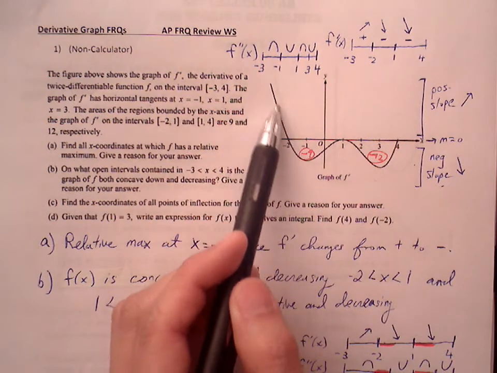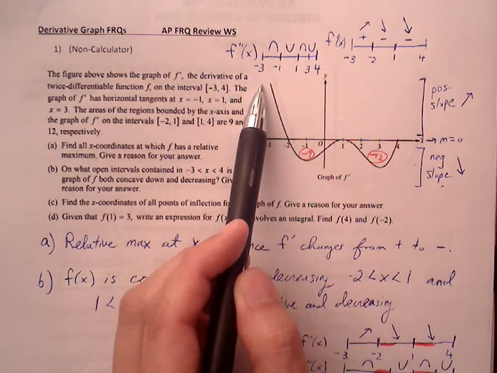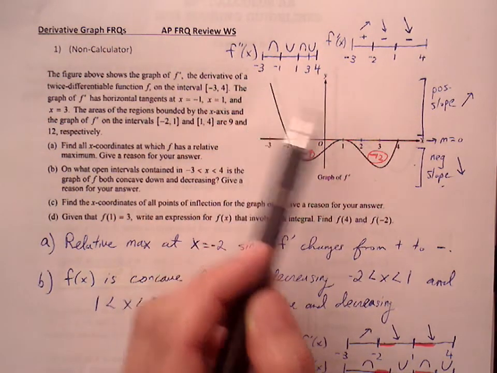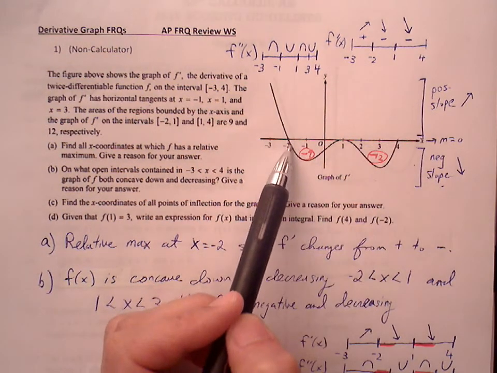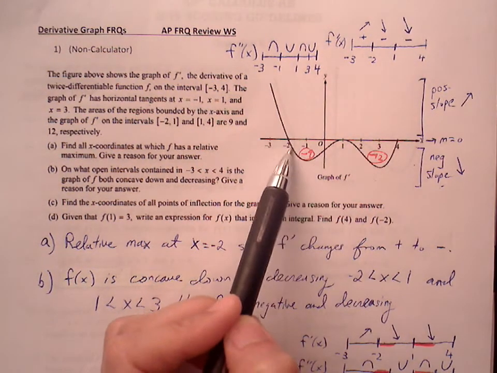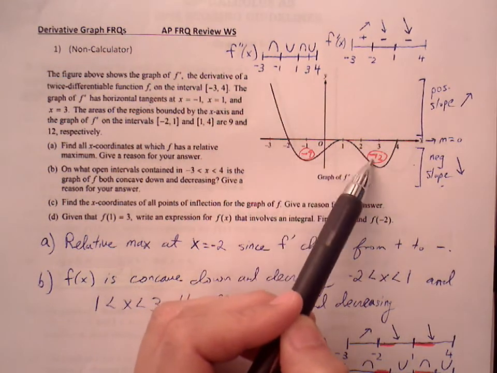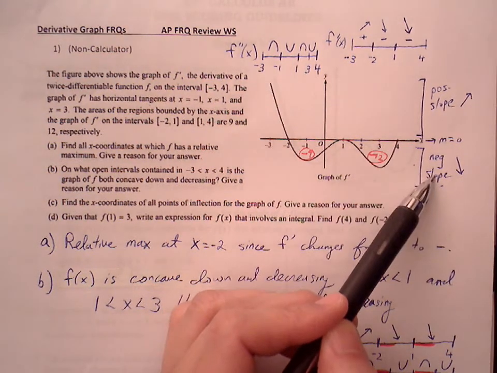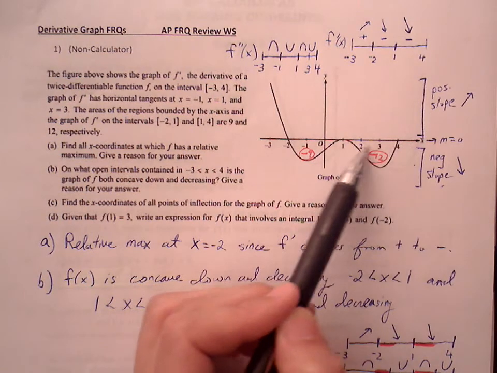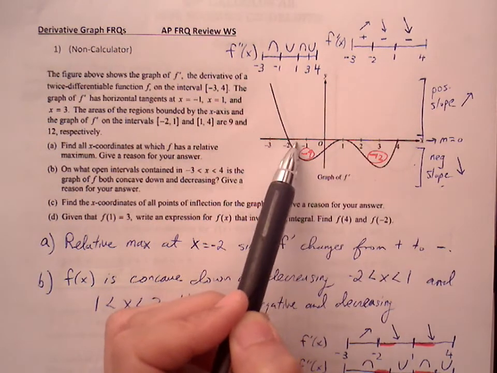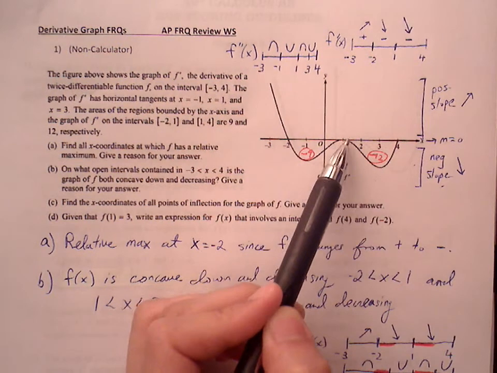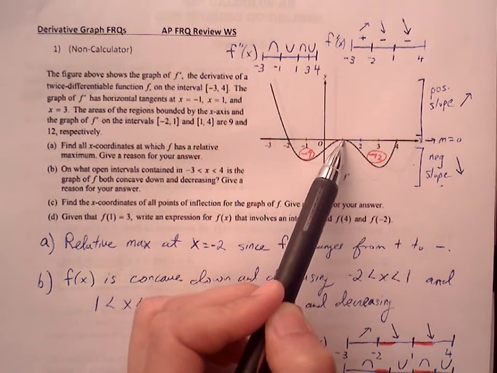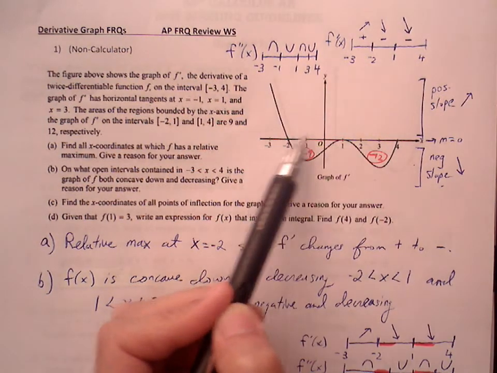Anything that's sitting above the x-axis, I know it's going to represent visually a positive slope for the original graph. And any portions that are below the x-axis will indicate places where the original graph is going to exhibit negative slope. And anything that lands on the x-axis will indicate where my original graph will have a slope of 0. Could be relative max, could be relative mins. These are at least candidates where that could happen.